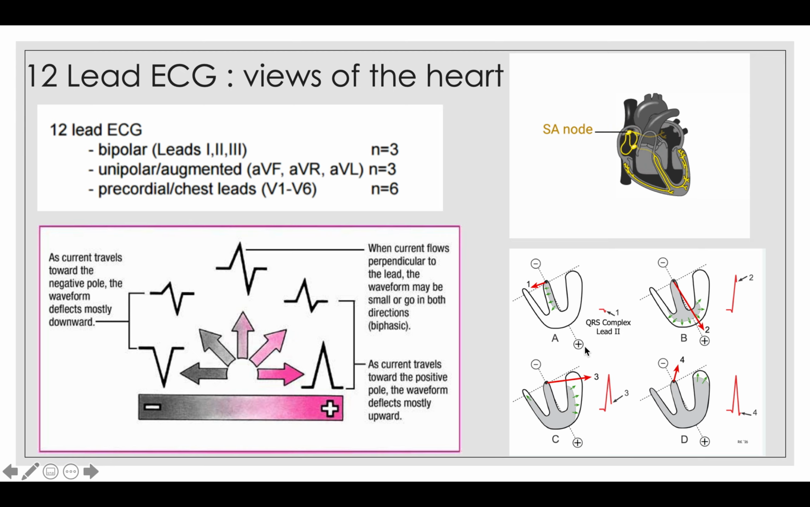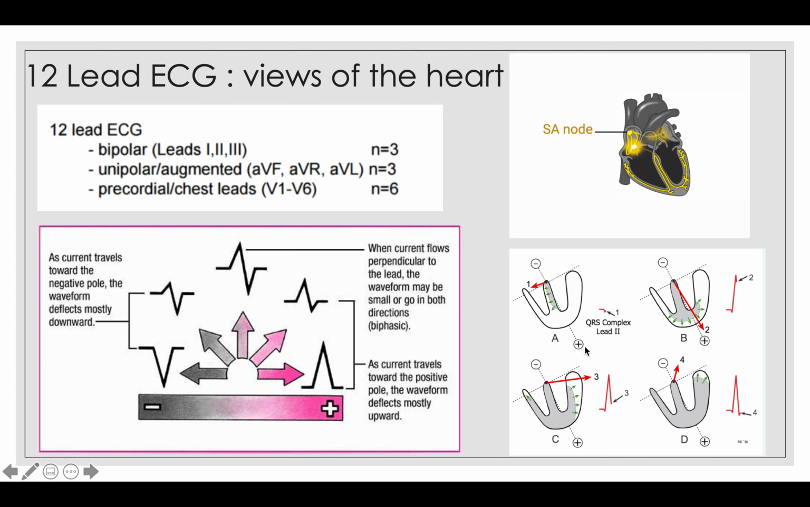So now let's talk about the different other leads that we have not mentioned so far. So we spoke about the bipolar leads, leads 1, 2, and 3. Previously, I may have mentioned them as unipolar leads, but correction, error. Leads 1, 2, and 3 are actually bipolar leads.